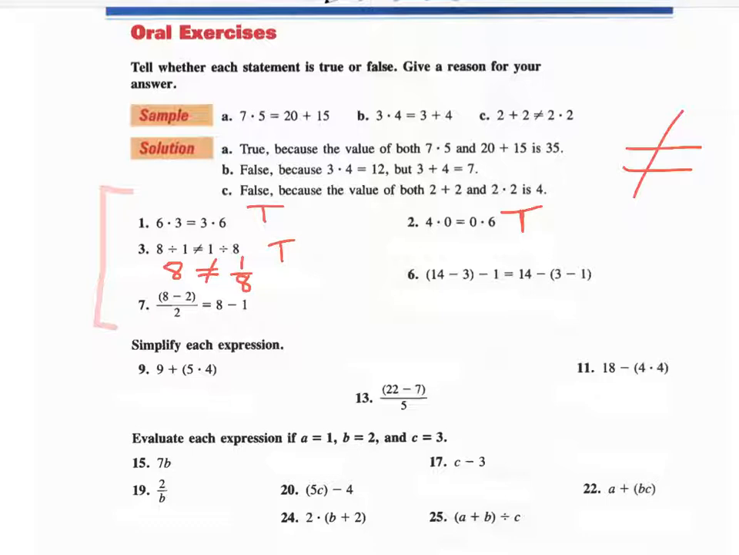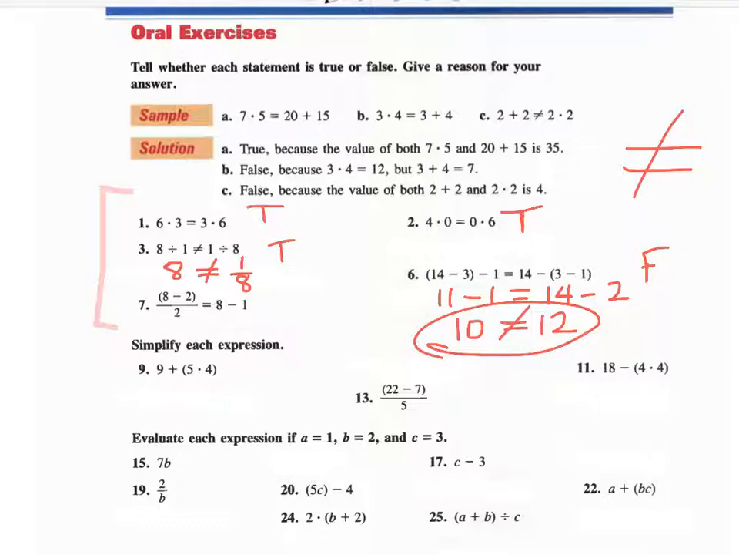Okay. Number 6. Let's try to work that one out. What is 14 minus 3? 11. Okay, then I'm going to do minus 1. And then what's 11 minus 1? 10. Okay, now I'm going to do the other side. I'm going to do 14 minus, and what's 3 minus 1? 2. Okay, what's 14 minus 2? 12. Is that true? No. So that one's not equal. So the way it's written, it was false, because these are not equal to each other.